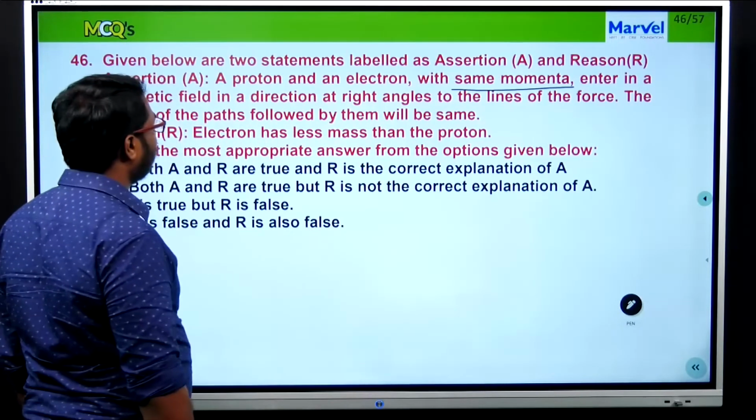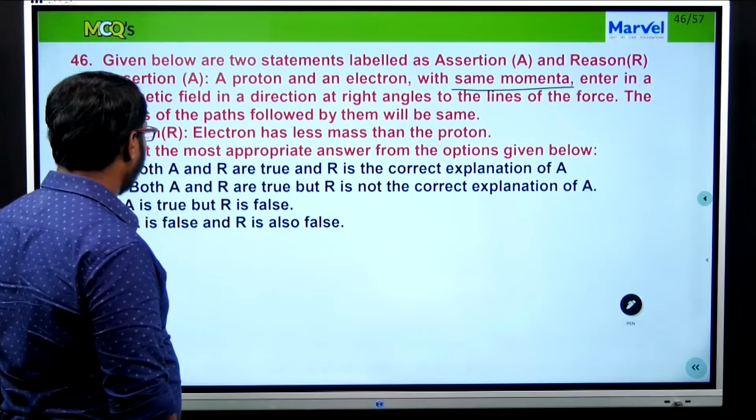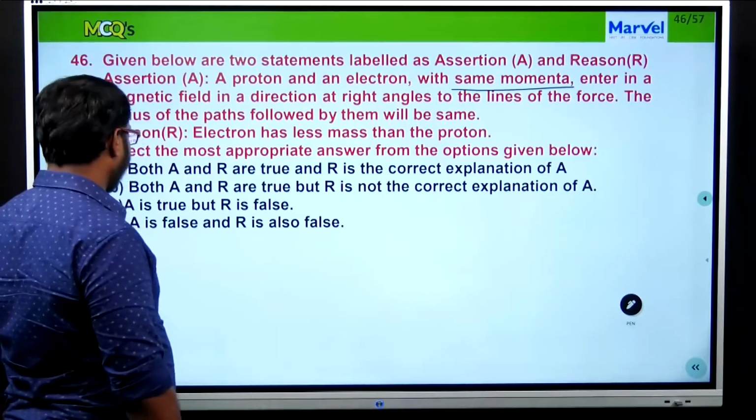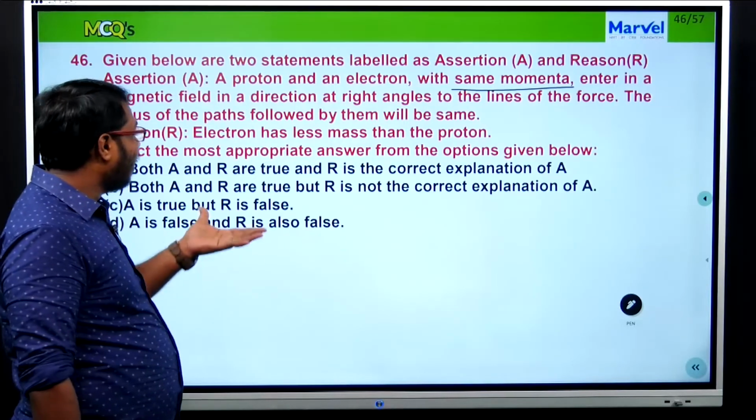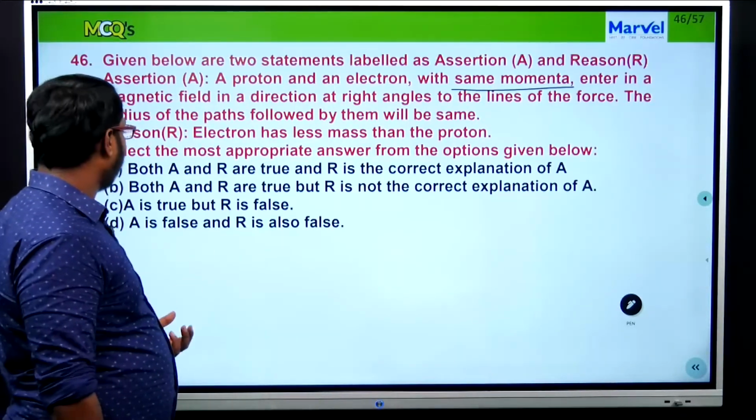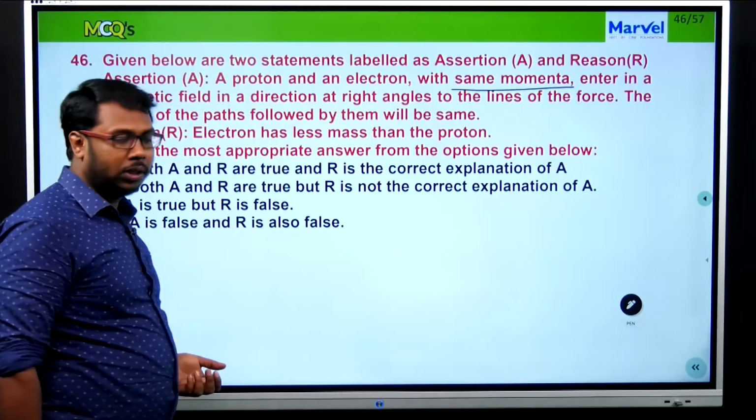Coming to the 46th question: a proton and an electron with the same momenta enter a magnetic field in a direction at right angle to the line of force. Assertion: the radius of the path followed by them will be the same. Reason: the electron has less mass than the proton. Select the most appropriate answer from the options given below.